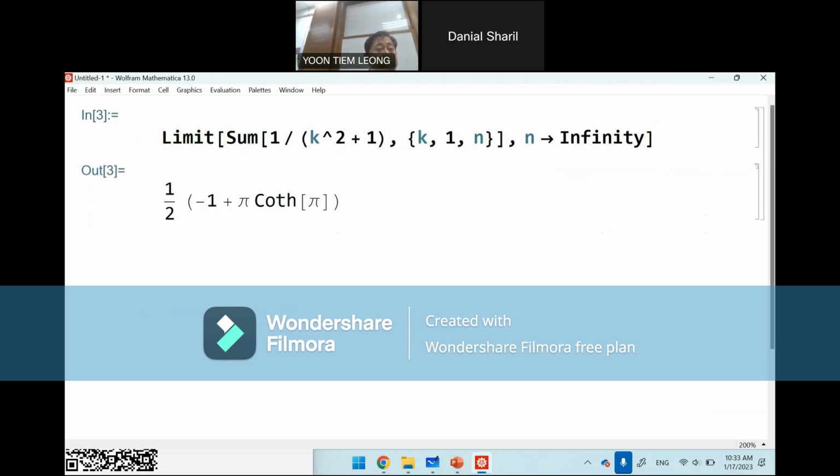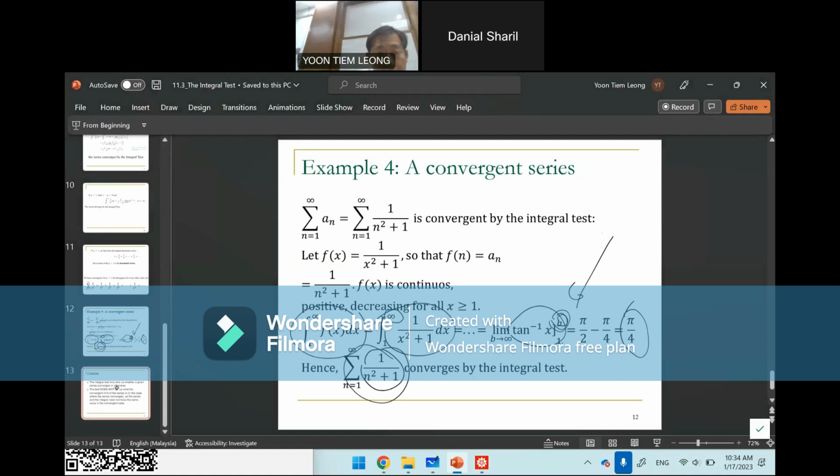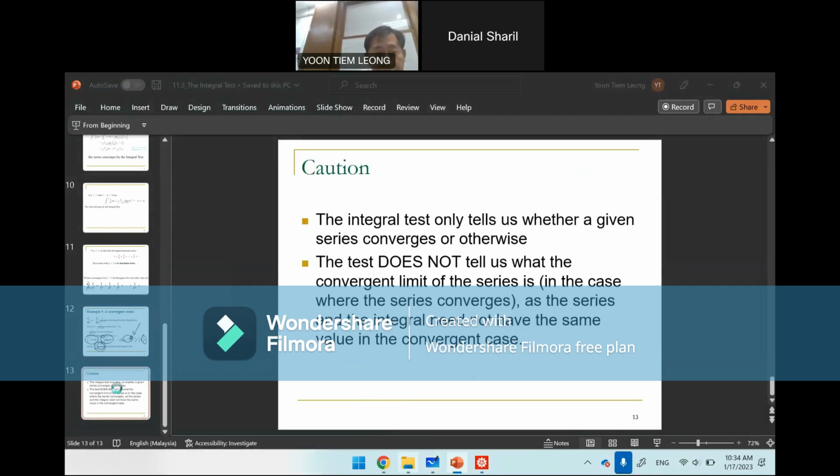So you find out that the number this series converges to is different from the one obtained from the integral test. Here I think the answer for the integral test is pi over 4, but the actual value where it converges to is not pi over 4. Okay, so that is the section on the integral test.